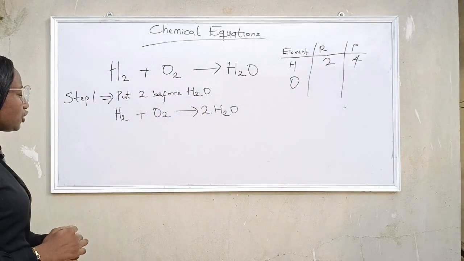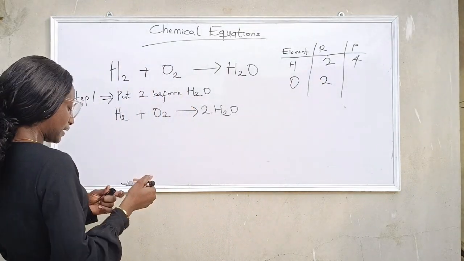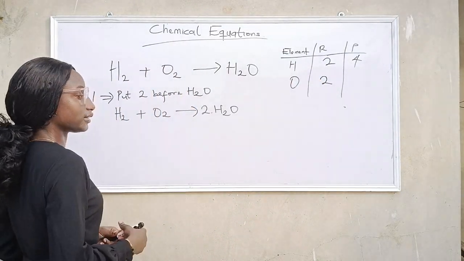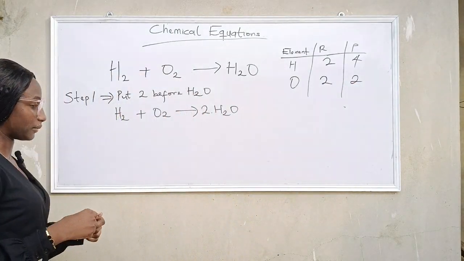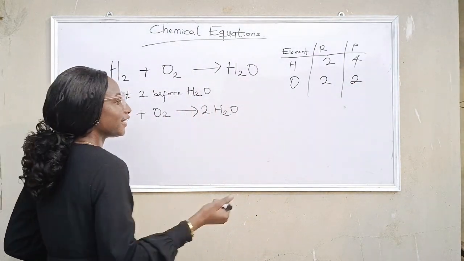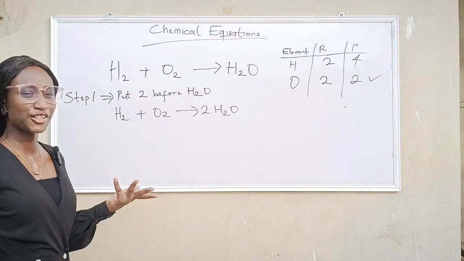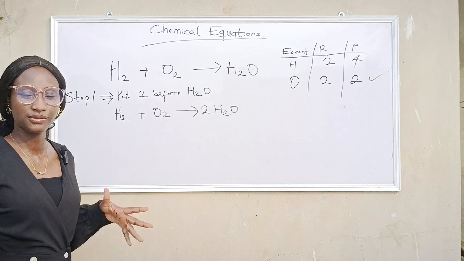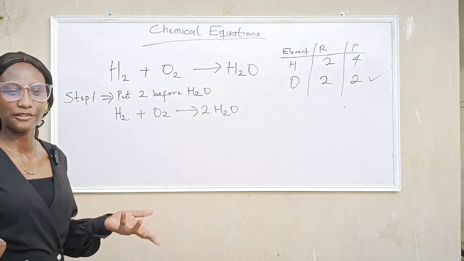For the oxygen, let's check. We have two here, and since we said the two is for the two elements, it's going to be two atoms of oxygen. So now oxygen checks. How can we fix hydrogen? Hydrogen was fixed before, but now it's not complete, so we have to fix it.